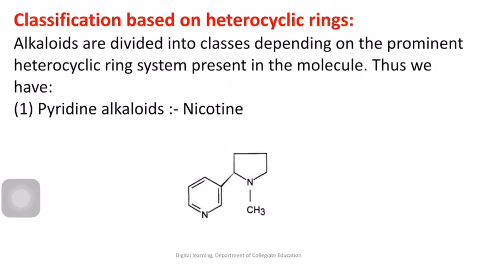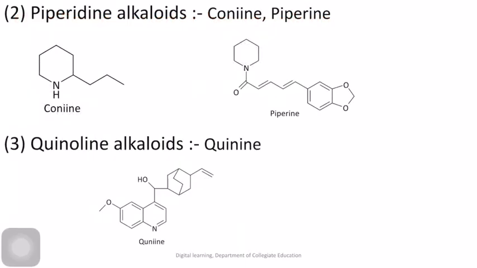Classification. Based on the prominent heterocyclic rings present in the molecule, they are classified into different classes. First one, pyridine alkaloid. Example, nicotine. See the structure of nicotine. It contains pyridine as a heterocyclic ring. That is the prominent heterocyclic ring. Next, piperidine alkaloid. Example, conine, piperine. You can see the structure here.